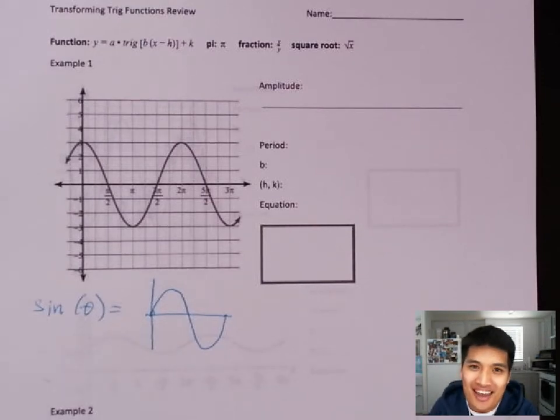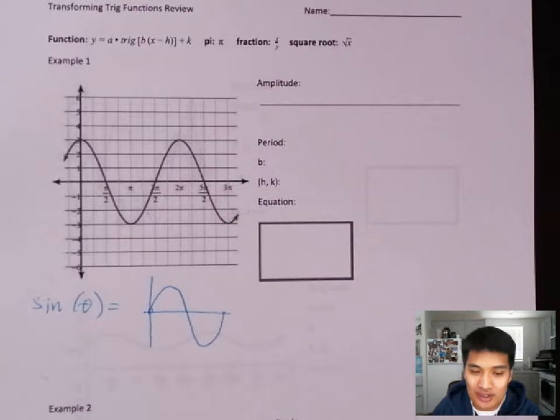Hello everyone. In this video, we're going to talk about how we can create an equation based on the graph of a trig function. So we're going to go over a couple examples here, and you'll be able to understand how we can determine the equation.